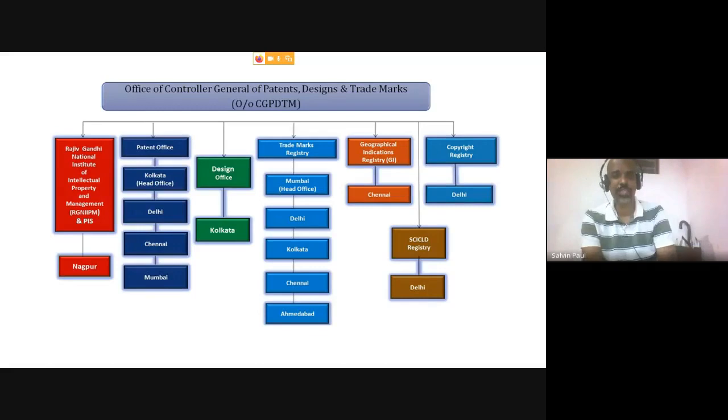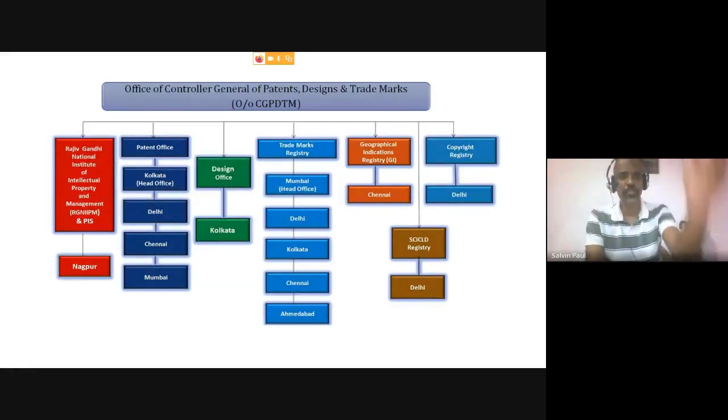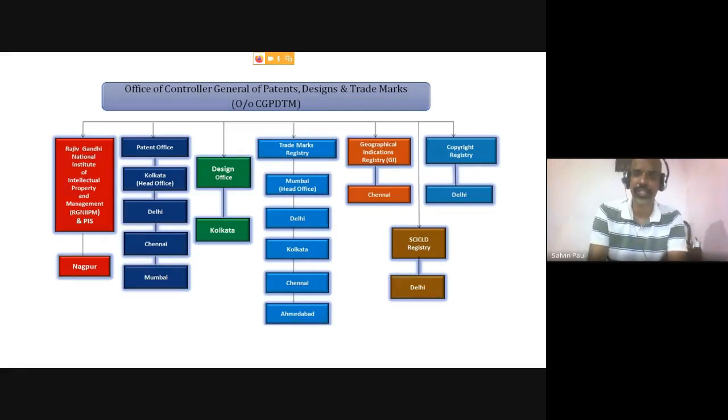Now look at the structure of how this Office of the Controller General of Patents, Designs and Trademarks governs the entire intellectual property rights. There is the Rajiv Gandhi National Institute of Intellectual Property Management at Nagpur. All the major metros, like Kolkata, Delhi, Chennai and Mumbai, have patent offices. There is a design office at Kolkata. A trademark office is also there in all metros, and besides that in Ahmedabad. You will see the geographical indications registry at Chennai, the semiconductor integrated circuit layout design registry at Delhi, and the copyright registry at Delhi. Through these various offices, the government of India governs the various species of intellectual property rights.